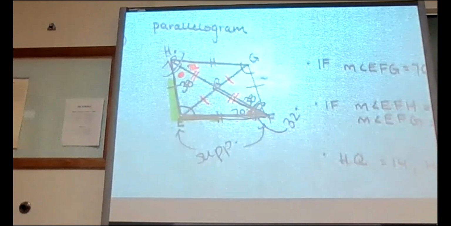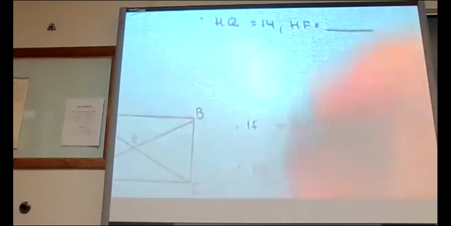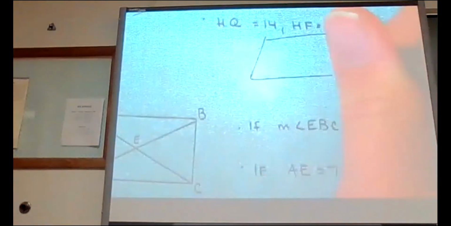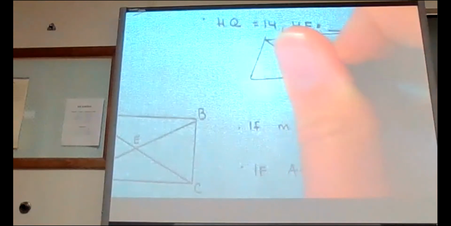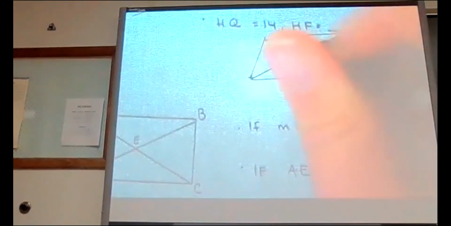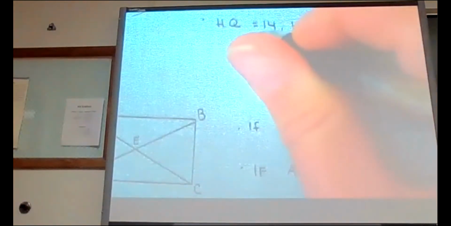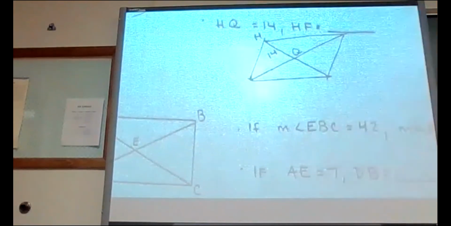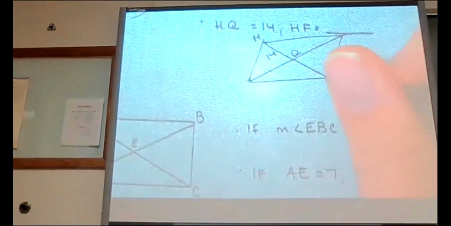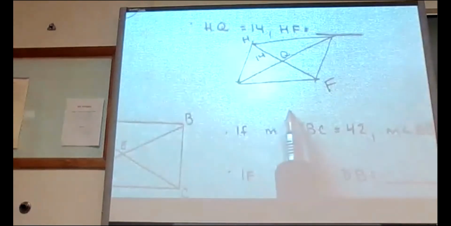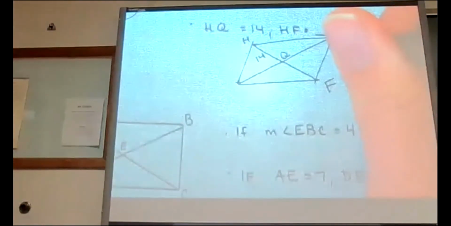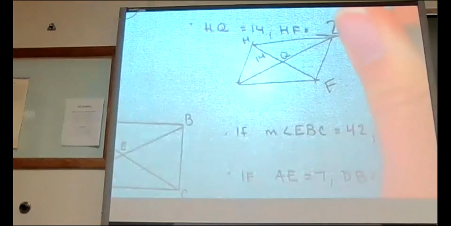The last one gives me part of the diagonal. I think I'm going to redraw. It's giving me that this length is 14 from H to Q, and it wants to know the whole length H to F, which would be how much? 28. 28. Good.